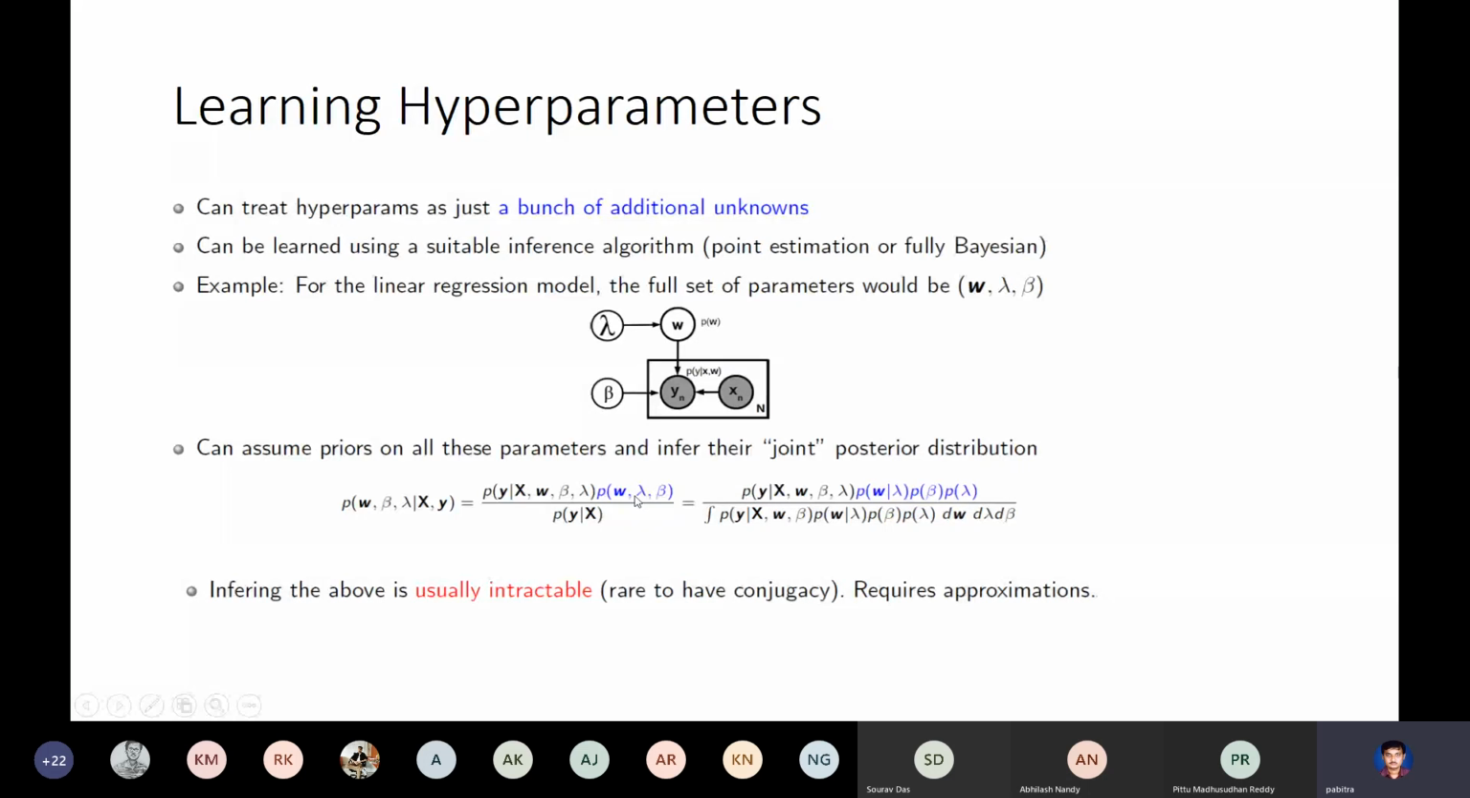So the joint probability of W, lambda, beta would be P(W given lambda) into P(beta) into P(lambda), and each of these we can expand. So instead of just assuming, now you have a second level prior over beta and lambda.